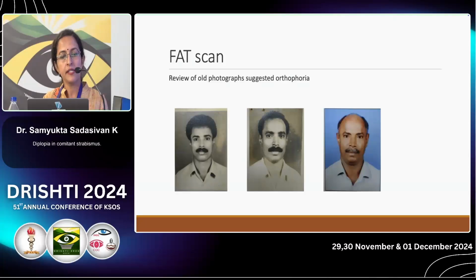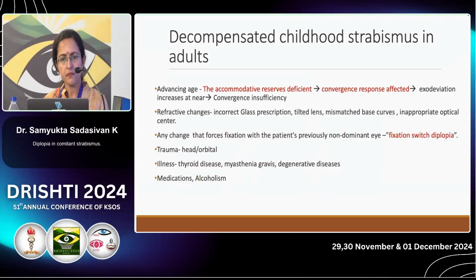So this was his FAT scan. All the photographs of the past suggested orthophoria. So this is probably a decompensated childhood strabismus in adulthood. Advancing age per se is a causative factor that causes some imbalance between the sensory and motor binocularity. So here, probably the accommodative reserves have become deficient with age. His convergence response is affected. Refractive changes can also be a cause.